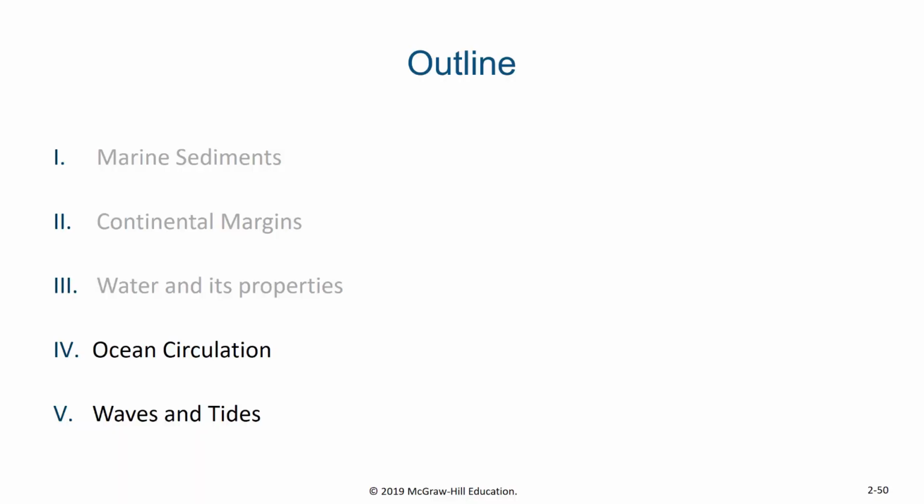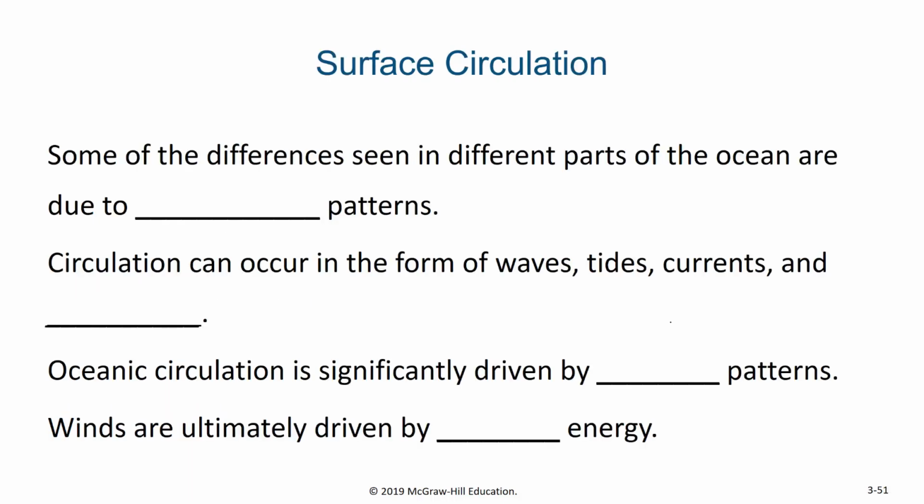So let's talk about ocean circulation. Some of the differences seen in different parts of the ocean are due to circulation patterns. Circulation can occur in the form of waves, tides, currents, and gyres, which are large circular currents that are found in ocean basins.